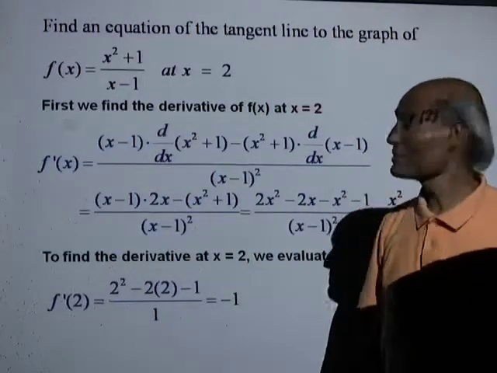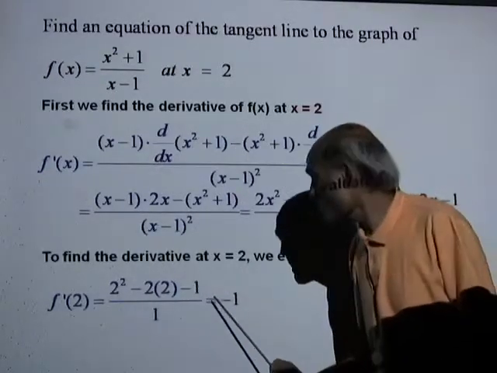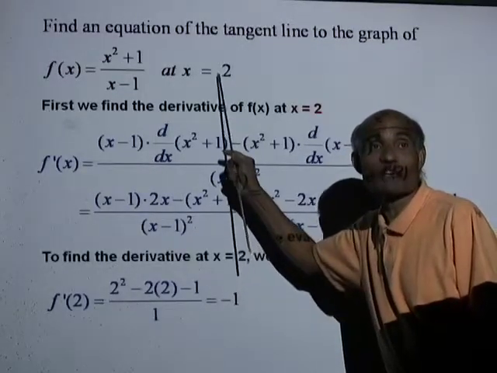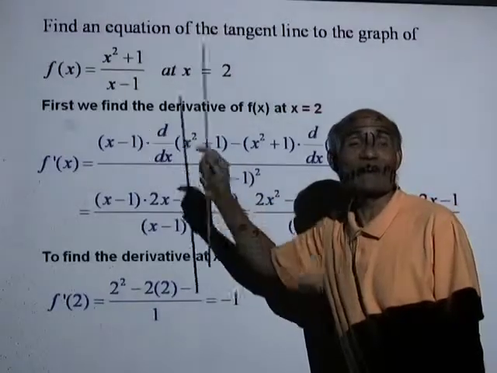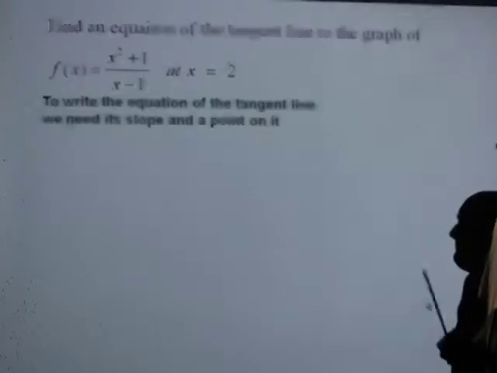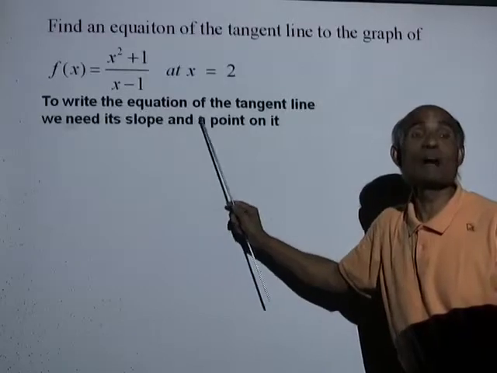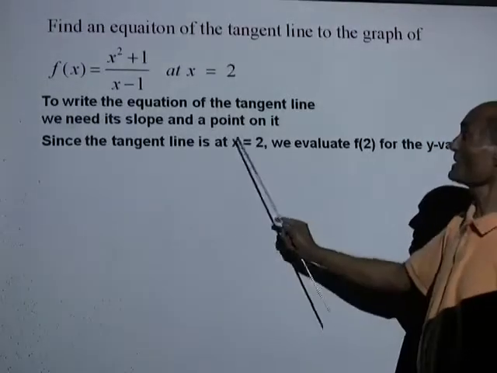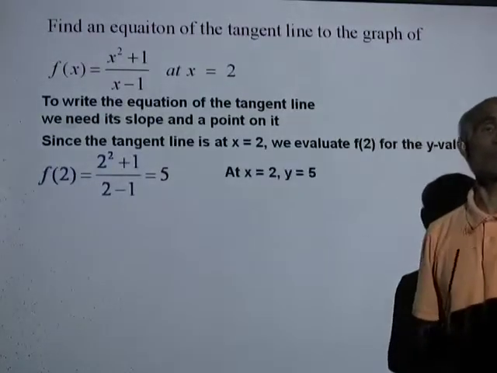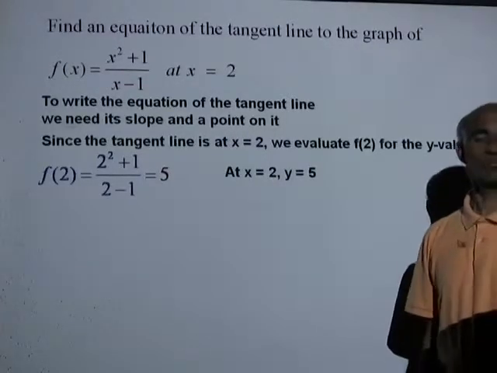And what are we now supposed to find? We need to find the equation of the tangent line. The tangent line has a slope of negative 1 and it passes through what point? x equal to 2, y equal to 5. Well, let's find the equation of that tangent line. So to write the equation of the tangent line, we need its slope and a point on it. And when x equal to 2, f of 2 equal to 5. So our point is x equal to 2, y equal to 5.